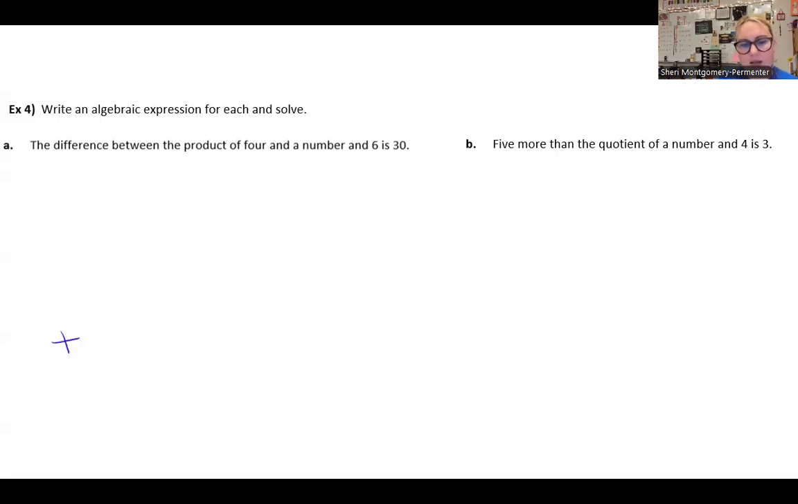We've got add, subtract, multiply, and then divide. And there are words that go along with those. For plus or add, it could be add. It could be more than. And if you run across another one, then add it to that list. What words go with subtract? Subtract, less than, minus, difference.